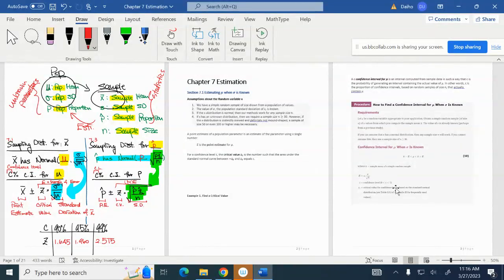Right? I summarize everything. So section 7.1, estimating the unknown population mean. Here it is. The point estimate, the sample mean, minus and plus the margin of error make the interval estimation.